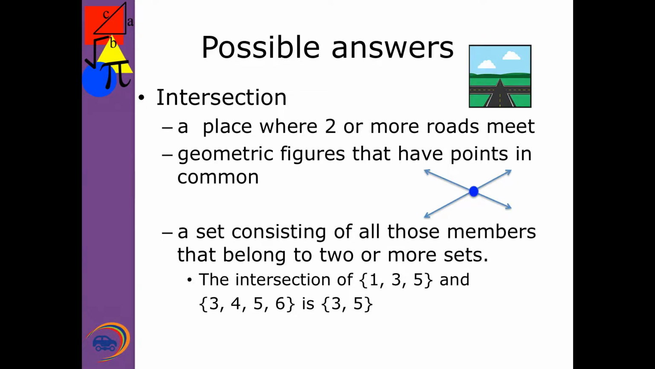Welcome back. Intersection, a couple of things if you went with the idea of roads. An intersection is a place where two or more roads meet. It's where geometric figures have points in common. Or it can be a set consisting of all the members that belong to two or more sets. If I have the set 1, 3, 5 and the set 3, 4, 5, 6, then 3 and 5 are the intersection of those two sets. So whichever of the three definitions you went with is fine.